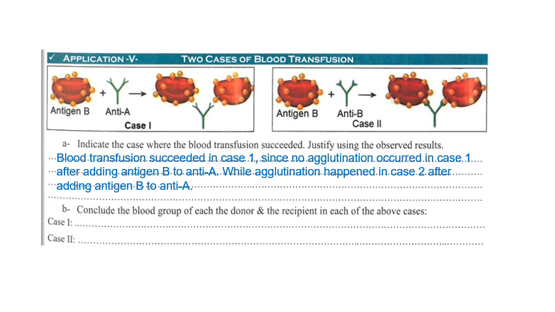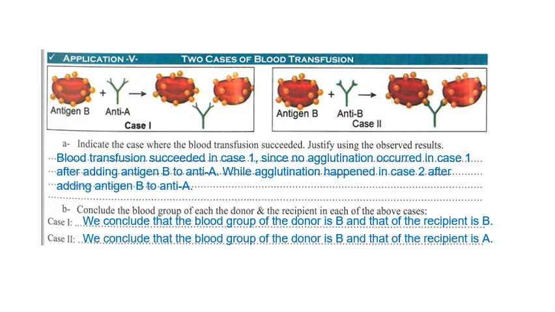And keep in mind, when they ask you to justify, the best way to justify is to analyze as we did in this part, in part A. Conclude the blood group of each of the donor and the recipient in each of the above cases. So in case 1, we conclude that the donor's blood group is B and the recipient blood group is B also, because he has anti-A. For case 2, we conclude that the blood group is B for the donor and for the recipient it's A because he has anti-B.